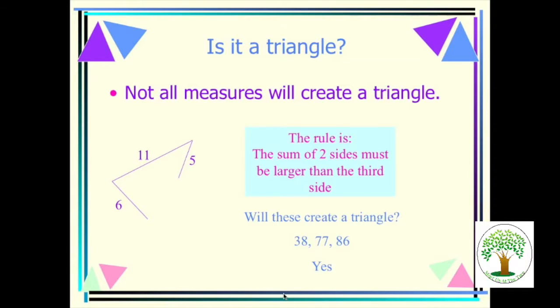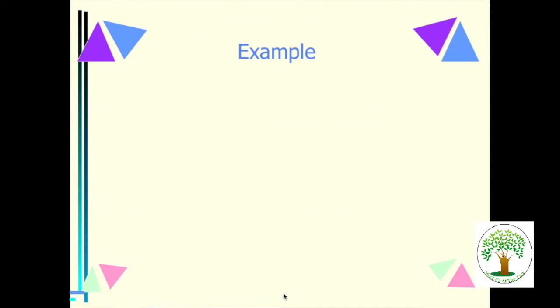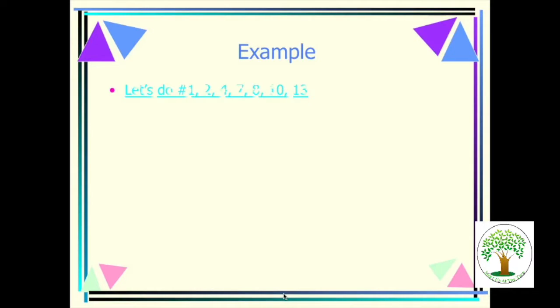Yeah, 115 is bigger than 86. All right, let's do a little bit of examples. Here are the ones we're going to do together: 1, 2, 4 is yes and 2 is no. 1, 2, 4, 7, 8, 10, and 13.